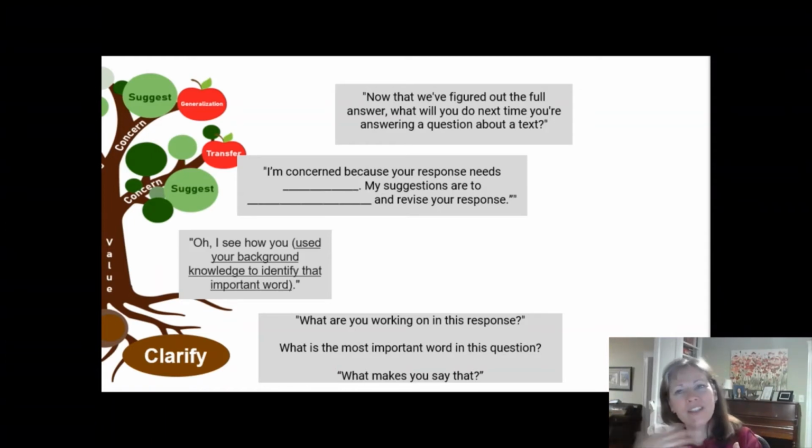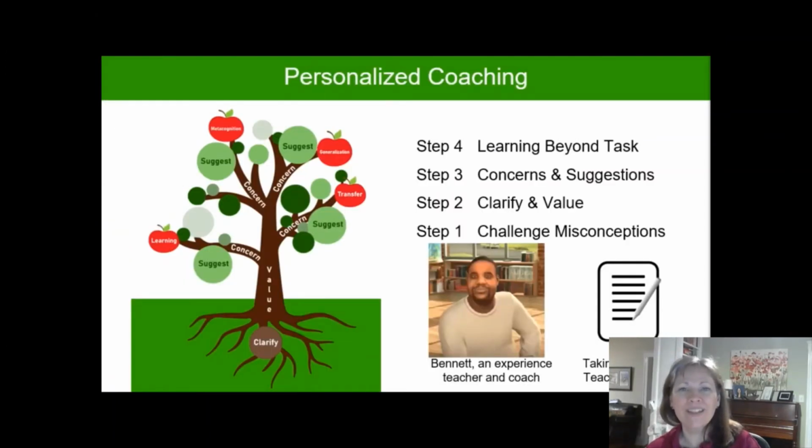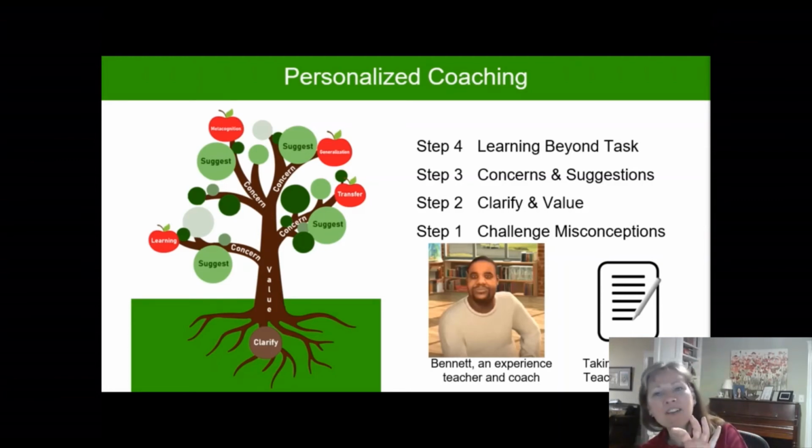And then when we circulate back around again and we see that revised student work or hear that revised response, we're going to ask students to think about their thinking and consider their strategies and the thoughts that led them to that revised response. In this simulation, you'll have an opportunity for personalized coaching on one of the steps, from challenging student misconceptions to the clarifying and value step, taking on the student perspective before offering concerns and suggestion, and that thinking step, really focusing on learning beyond the task.